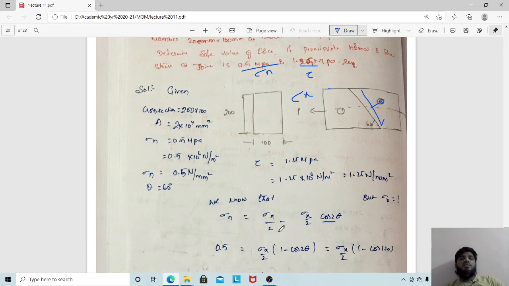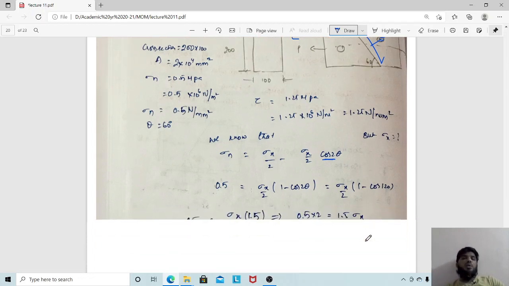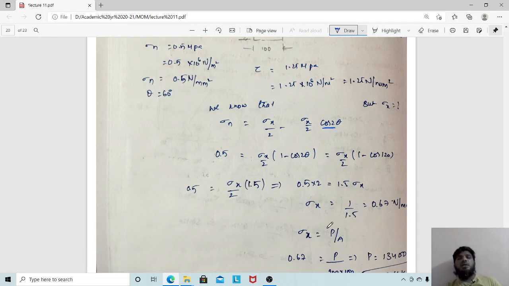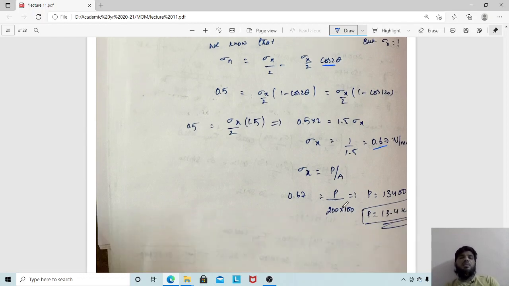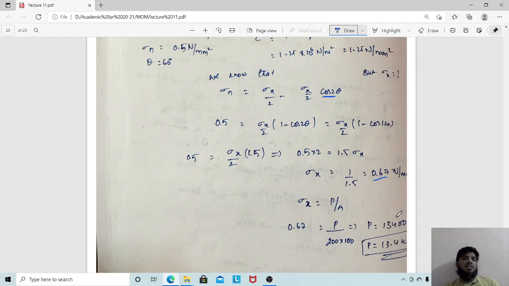So sigma x by 2, what is the value of this? If you see here, both are common, so you can write 1 minus cos 2 theta. What is theta value here? We have got 60. Substitute in the equation. You will get the value of sigma x as 0.67 P by 200 into 100, and P is equal to 13.4 kilonewton we are going to get. This is the one value.